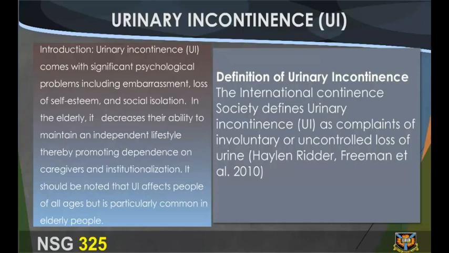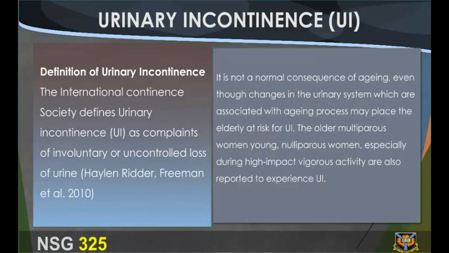Definition of urinary incontinence. The International Continence Society defines urinary incontinence as complaints of involuntary or uncontrolled loss of urine (Haylen et al., 2010). It is not a normal consequence of aging, even though changes in the urinary system, which are associated with the aging process, may place the elderly at risk for UI. Older multiparous women and young nulliparous women, especially during high-impact vigorous activity, are also reported to experience UI.